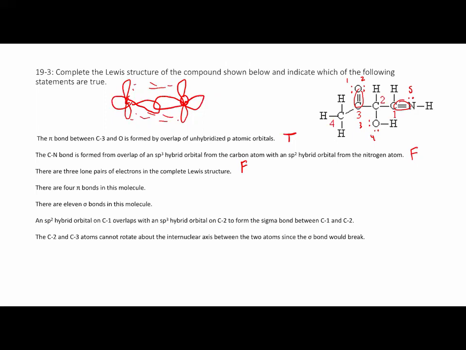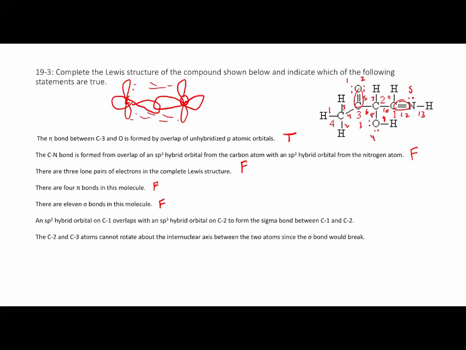So that's false. Next, there are 11 sigma bonds in this molecule. There are 1, 2, 3, 4, 5, 6, 7, 8, 9, 10, 11, 12, 13 sigma bonds in this molecule. So that's false. Like I said, it's important to remember that a double bond consists of 1 sigma bond and 1 pi bond.